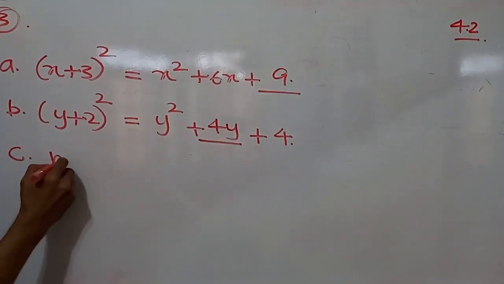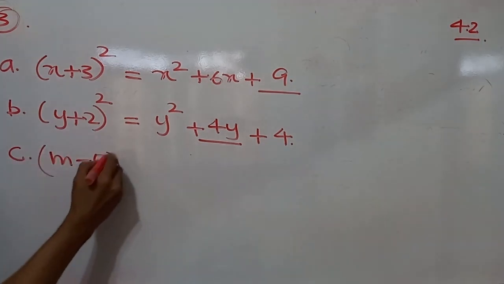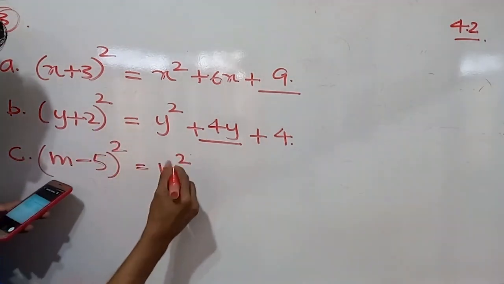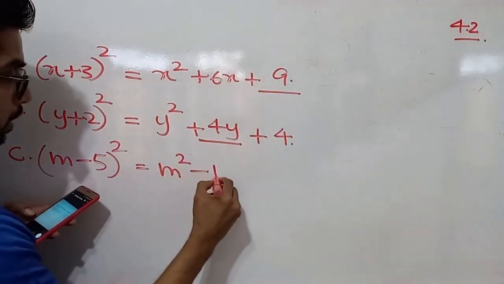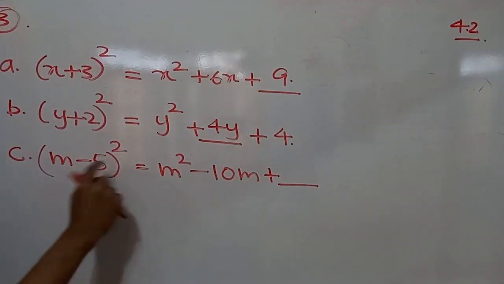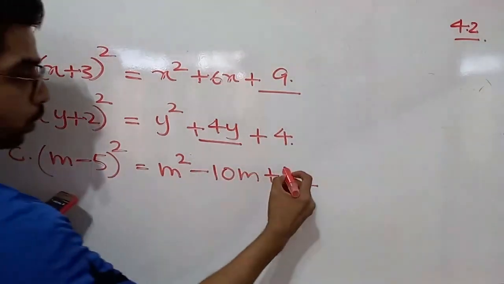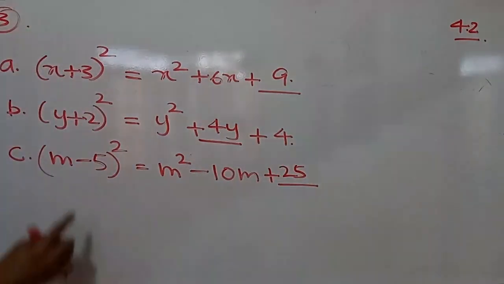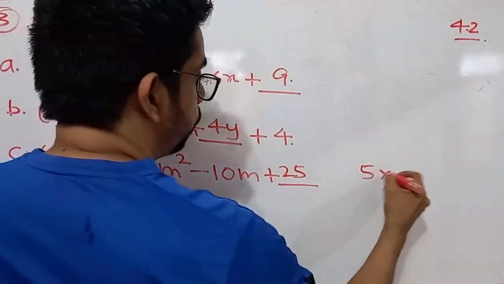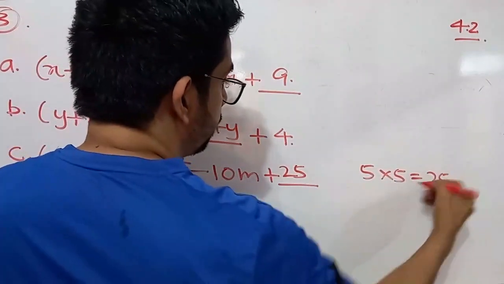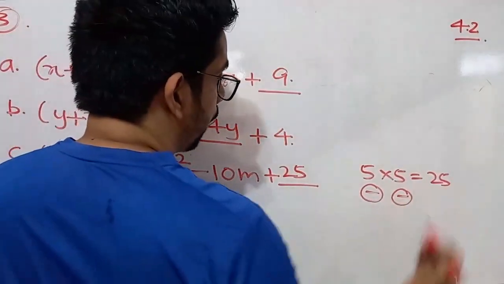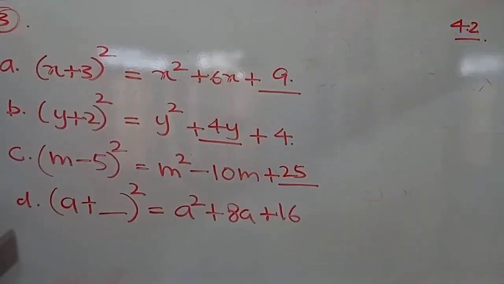Then C. So we have (m - 5) whole thing square, right? Then we have m squared minus 10m and a space, right? So they are asking the last term, so it should be what? 25. 5 square, right? So 5 into 5, we know that is obviously 25, but here negative into a negative, the answer is a positive one, right?